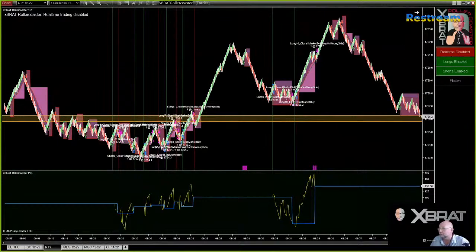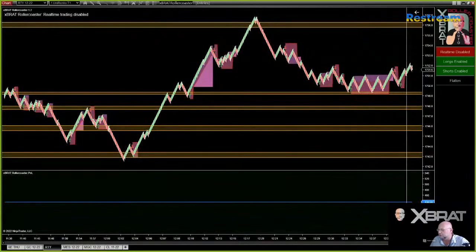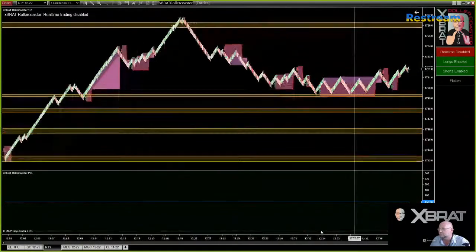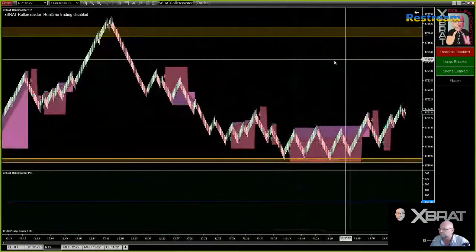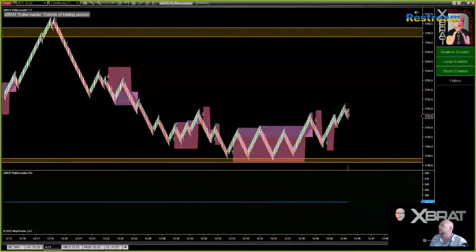Now, I don't know what's happening right now, so we can have a look and we'll see, because it's a lot slower at this time of day. So there may be opportunities. We've just come off this support. I might just enable that right now.